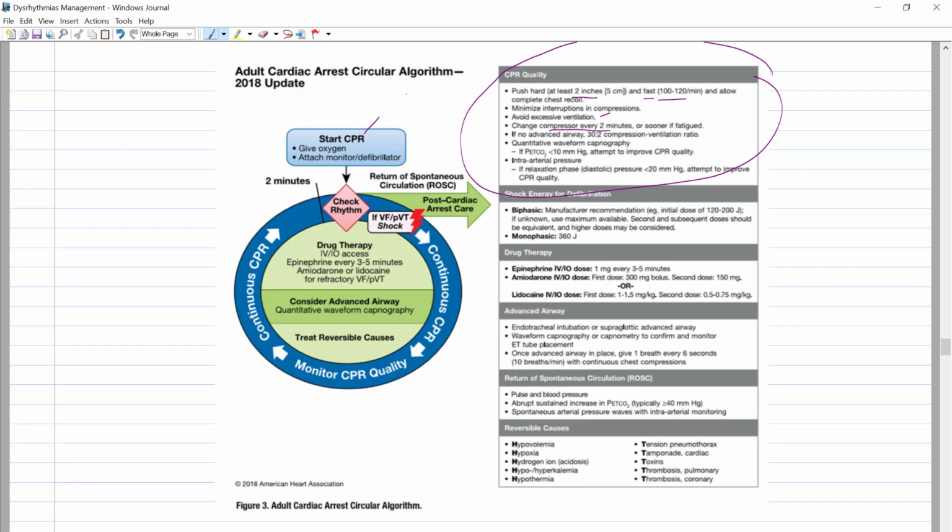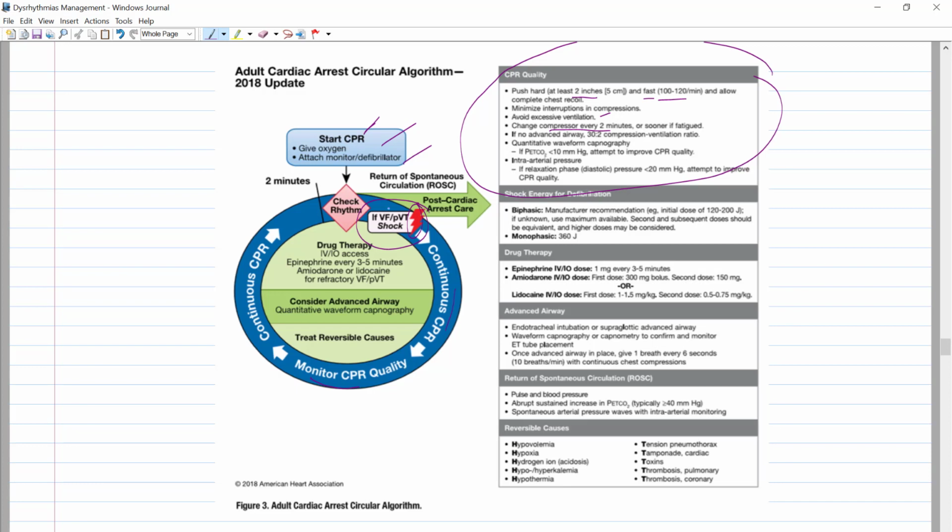Now, you can see here, if you don't know what's going on with the patient, you don't know if it's pulseless VTAC or VFIB, you start CPR. You give O2, then you attach the monitor. Once you identify that it is a shockable rhythm, then you shock the patient, as you can see here. Shock or defib the patient. Now, when you defib the patient, continue CPR. While you're continuing CPR, you monitor the CPR quality.